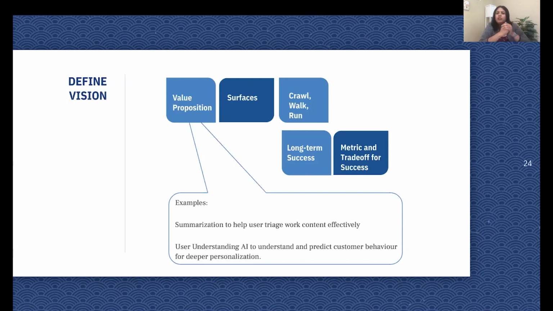At this point, you also want to define the long term success. What does long term success mean for this technology? For summarization, or user understanding, you could say my long term success is adoption on different surfaces. What's the online metric that you want to care about here? The online metric here for summarization could be the amount of time saved by an end user, because the summarization helps them triage. So all of these should be part of the vision.